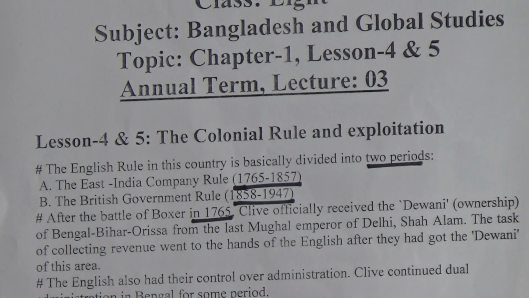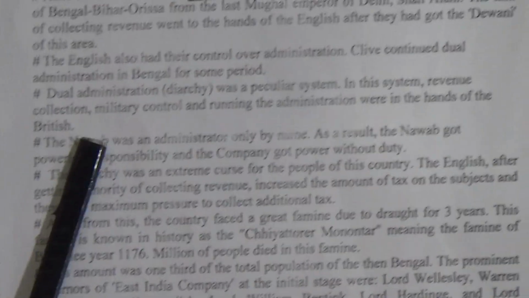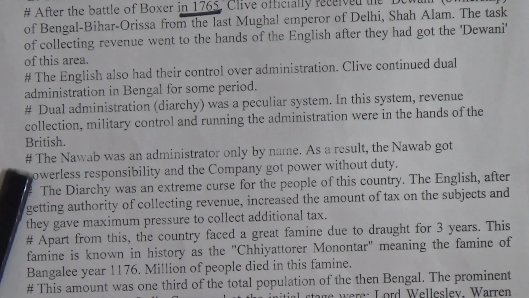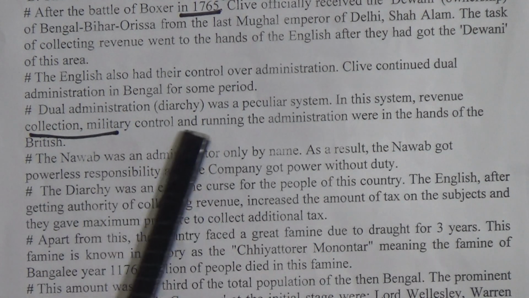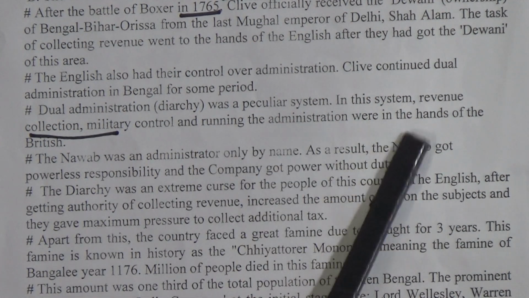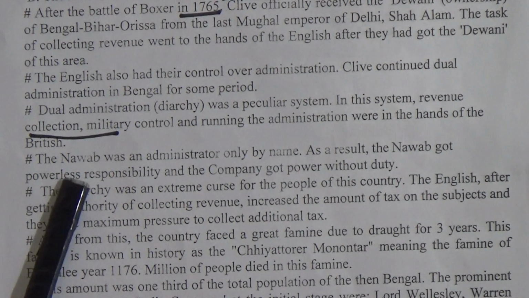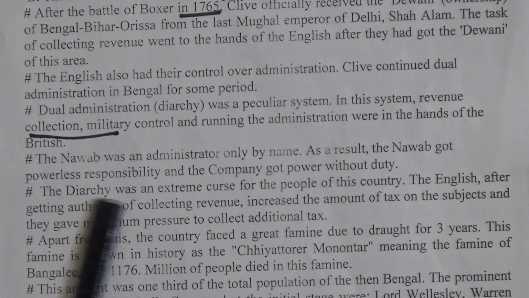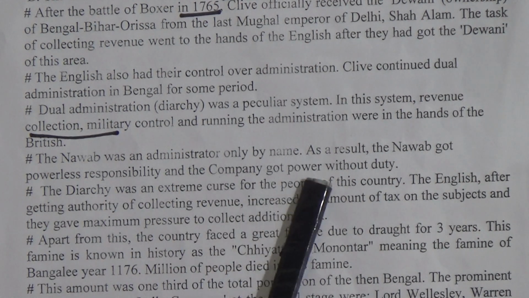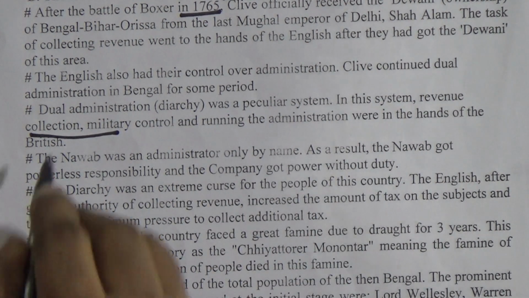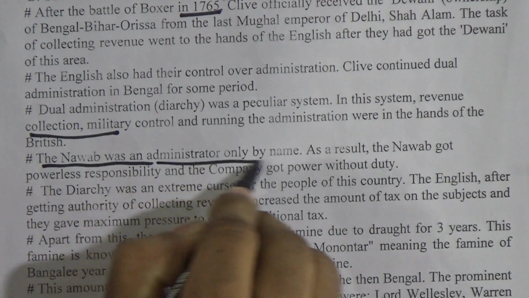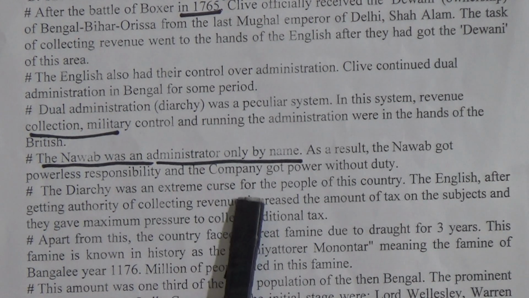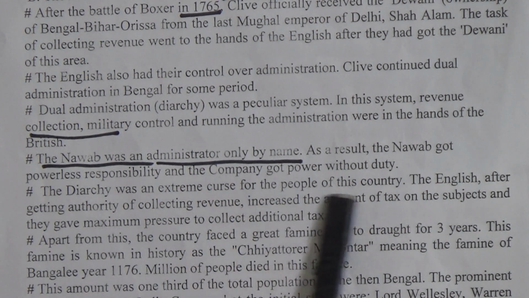Clive continued dual administration in Bengal for some period. Dual administration was a peculiar system. In this system, revenue collection, military control and running the administration were in the hands of the British. The Nawab was an administrator only by name. As a result, the Nawab got powerless responsibility and the company got power without duty. The system was an extreme curse for the people of this country.